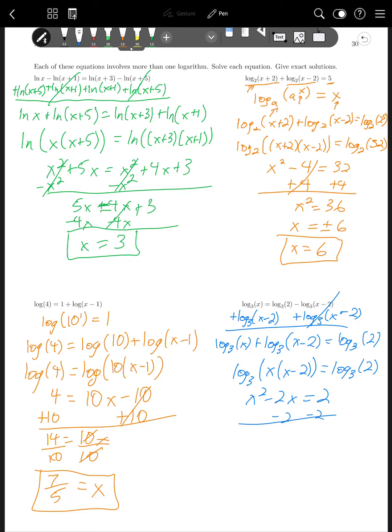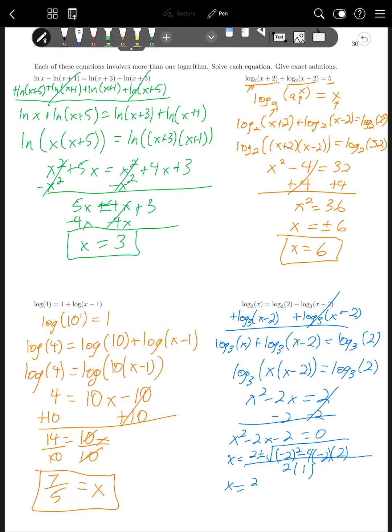It's quadratic, so set one side equal to 0. And now we can try and factor that, but I don't think that's going to work. So go ahead and use the quadratic formula. So x equals 2 plus or minus the square root of negative 2 squared minus 4 times negative 2 times 1, all over 2 times 1. Sorry about that.